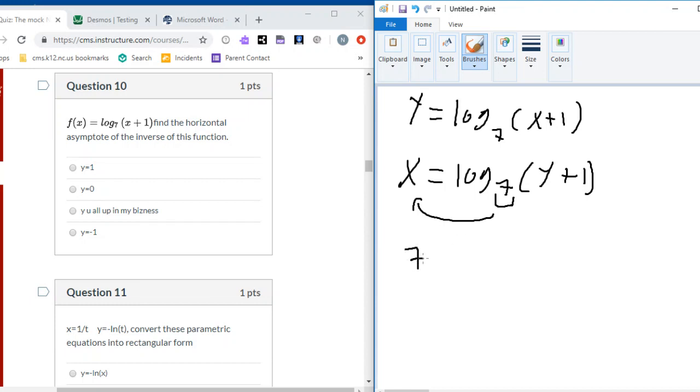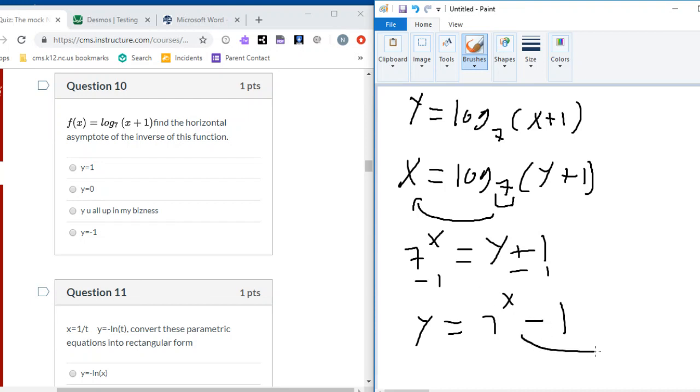So 7 to the x is equal to y plus 1, which means that I subtract 1 from each side, and y is equal to 7 to the x minus 1. Now I need to find my horizontal asymptote. Now if I know how to interpret an exponential function, I just know that the horizontal asymptote is y equals -1, knowing that my downshift is the horizontal asymptote of the exponential function.